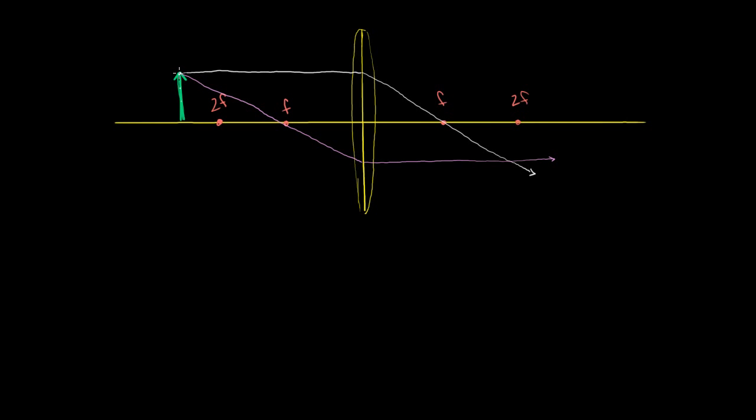And so the light that came from that point in the object will reconverge. I guess we could say it will converge right over here. If you did this for every point on this object, if you did a point in the middle right over here, it would reconverge right over here. If you did this point right over here, it would reconverge right over there. And so the image of this object is going to look like this.